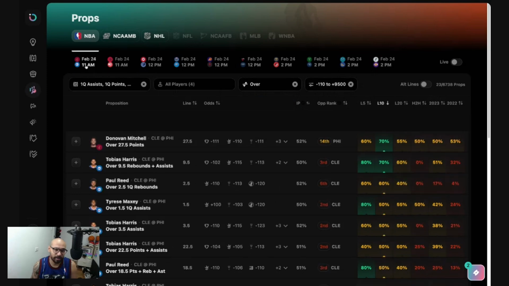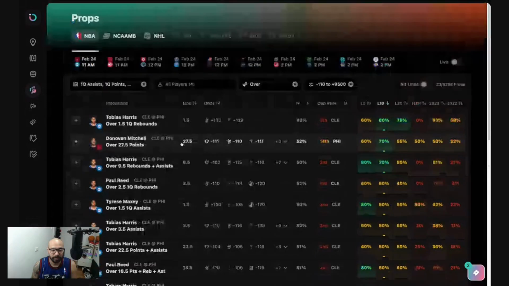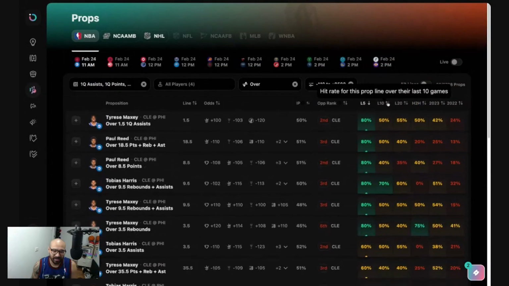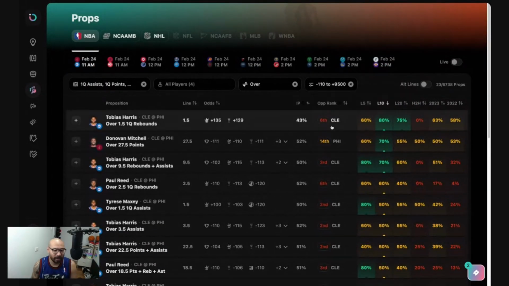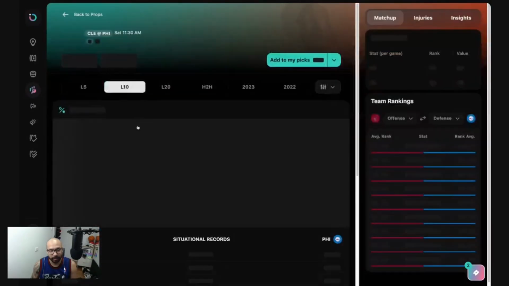Let's jump into the very first game. We're looking at the Cleveland Cavaliers versus 76ers. So what I tend to do is leave it on these filters. You can go 5, 10, head-to-head, whatever it is. Eventually, you're going to find all the players that you need anyway. But let's jump into Tobias Harris first.